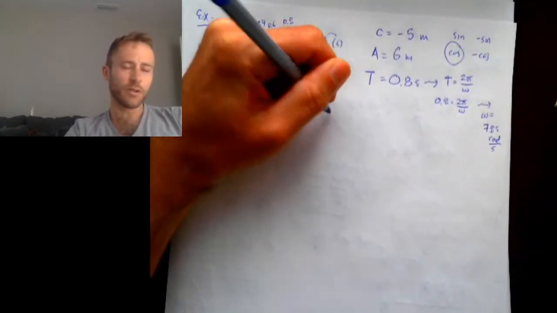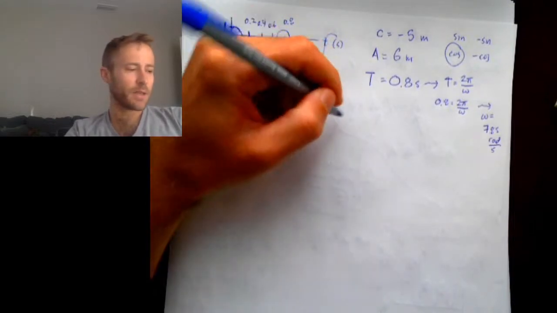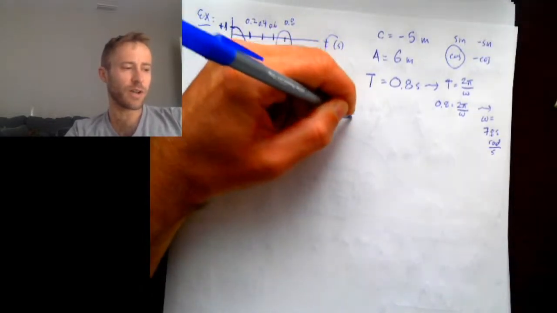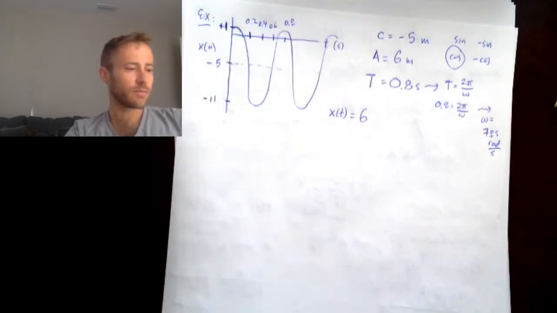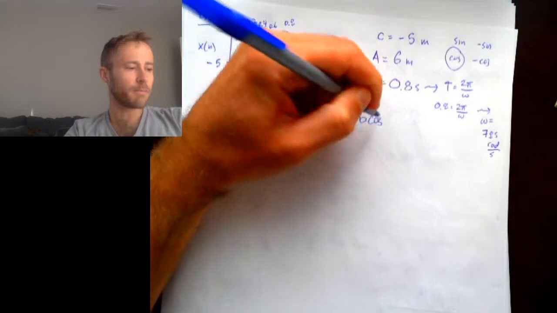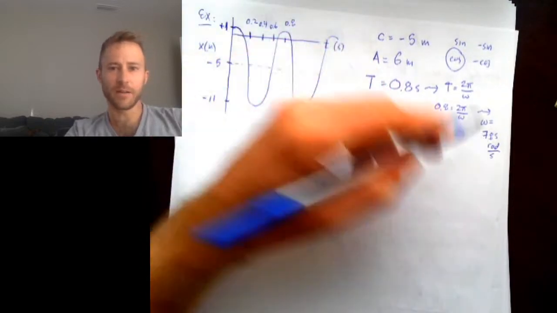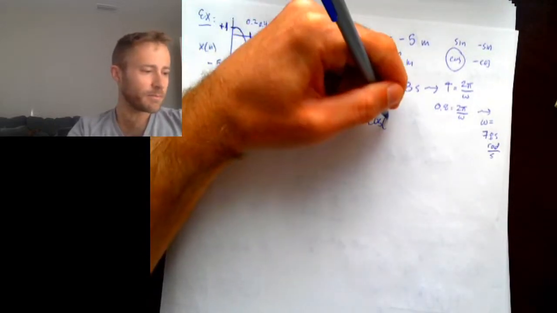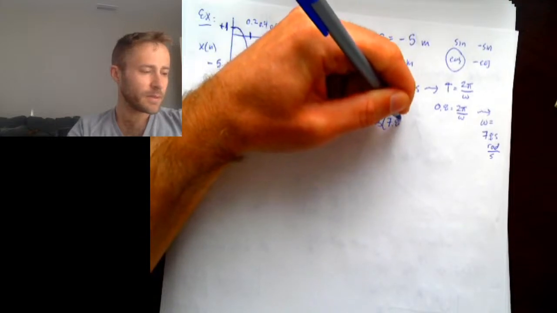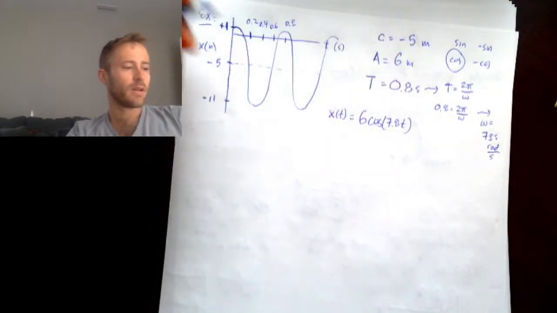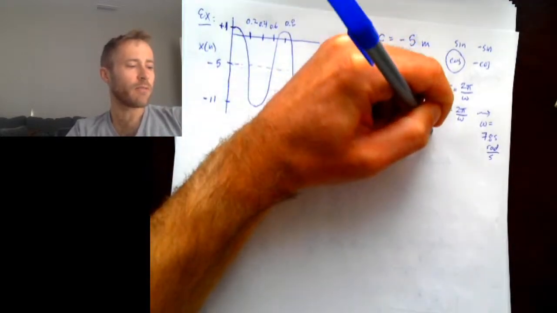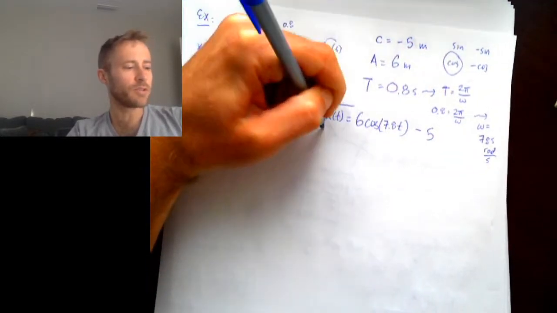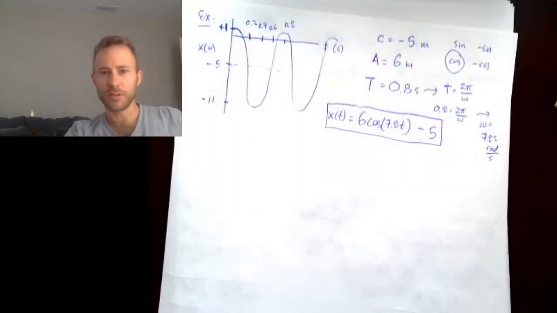So if I were to look at my position as a function of time, it's going to be A, which is 6, cosine of omega, which is 7.8, t, minus 5. So that is going to be my position as a function of time.